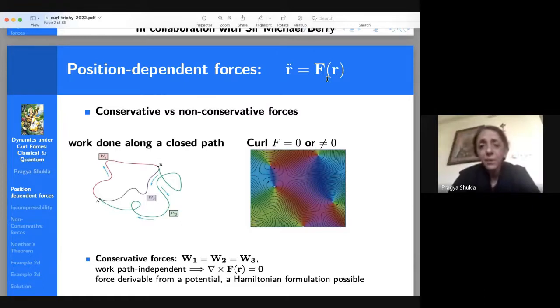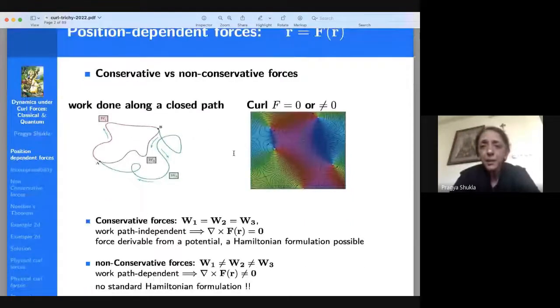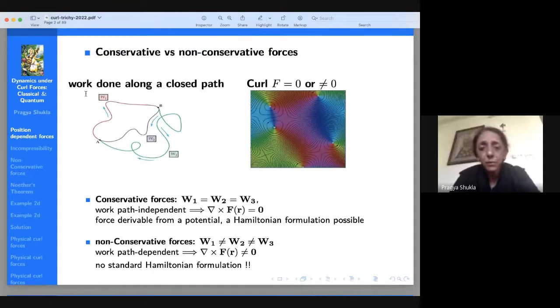This is the title of the talk today. But before that, let me remind you about conservative versus non-conservative forces. When we talk about conservative versus non-conservative forces in this lecture, we are going to talk about conservative forces in the position space. For example, work done along a closed path. If the work done along a closed path is 0, then it is a conservative force. If the work is not 0 along a closed path, it is a non-conservative force.